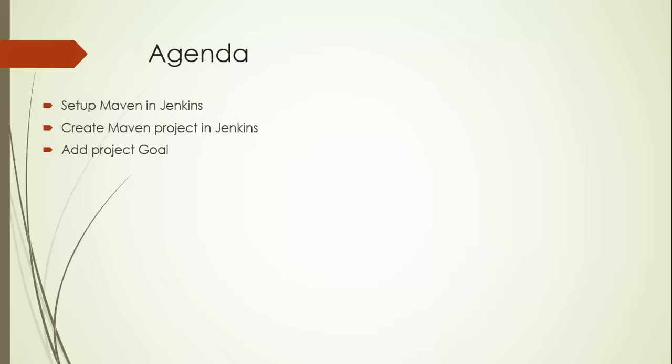We will cover Maven setup, because we need to do some small configuration changes in Jenkins if you are working with a Maven project. Then we'll create a Maven project in Jenkins. We will create a build that will take the Maven project, and finally we will add some project goal, because while running a Maven project you should define some goal, right? So we will set up this goal and execute this build via Jenkins.